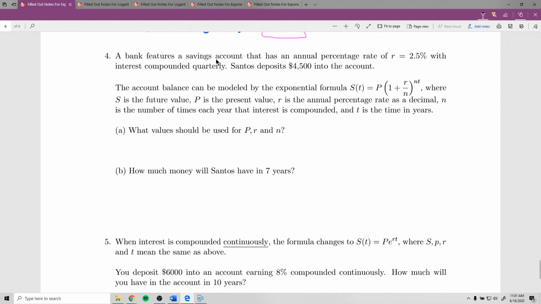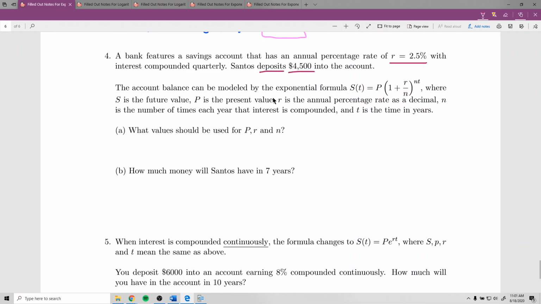All right, so a bank features a savings account that has an annual percentage rate of 2.5% with interest compounded quarterly. Santos deposits $4,500 into the account. All right, so I'm just going to underline the numbers here because they're probably going to be important.